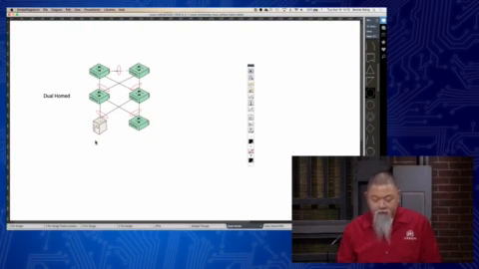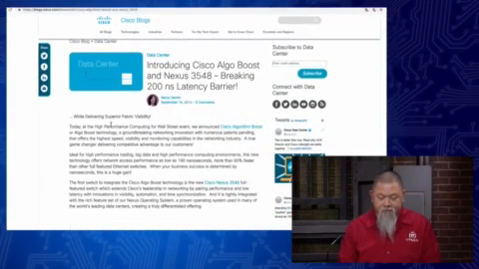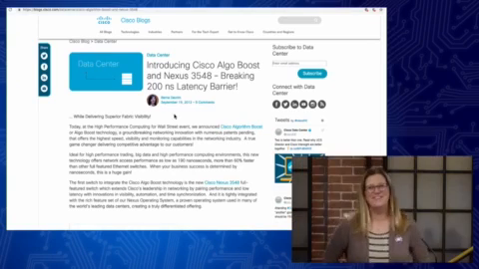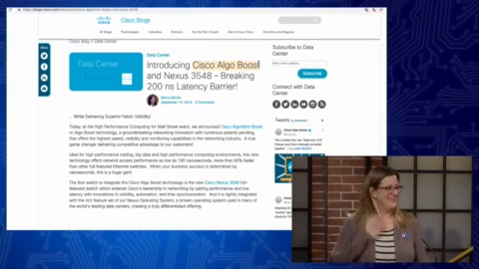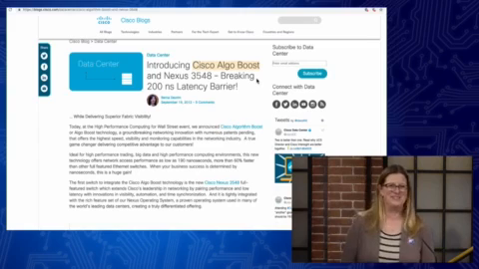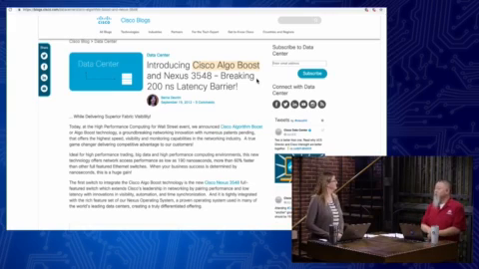All right, one other technology that we can take a look at as well. Okay, so right here, this is the one. Vaughn, I'm going to let you pronounce this because I did such a terrible job. Cisco Algo Boost? Algo. Yeah, that's how I'd say it. I think that's what I tried to say, and it never came out right. That was fun.